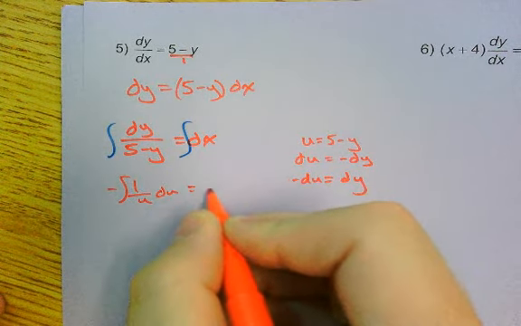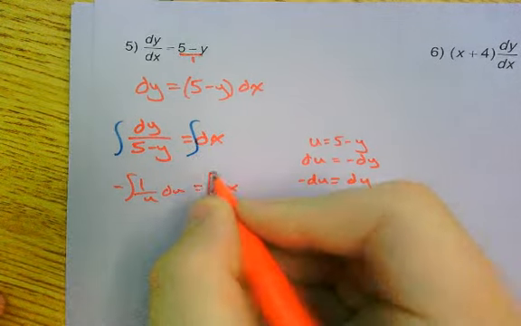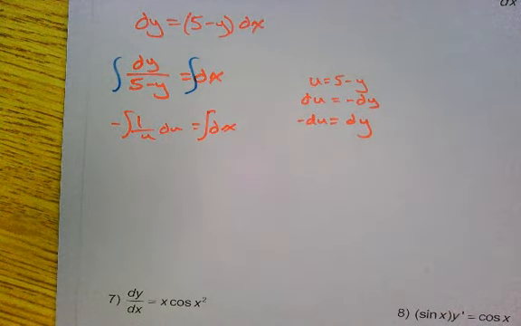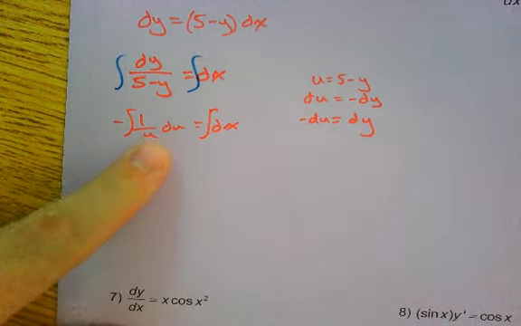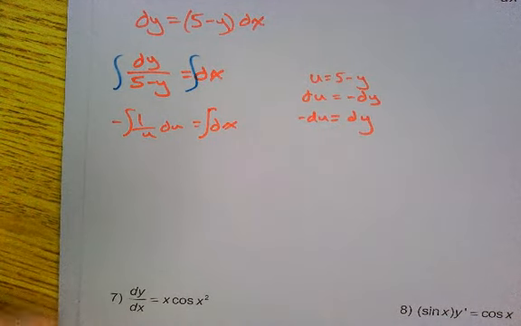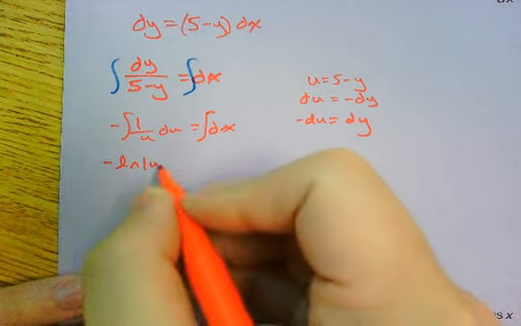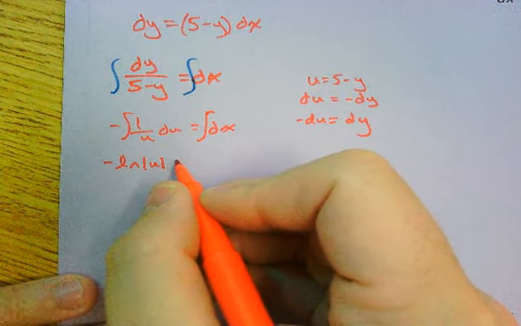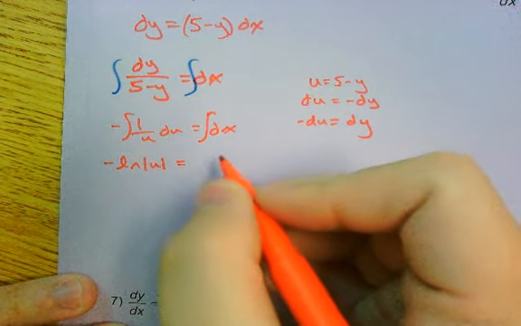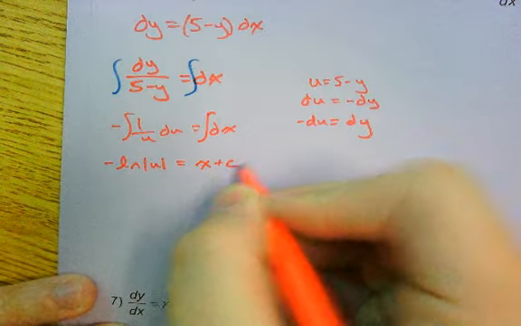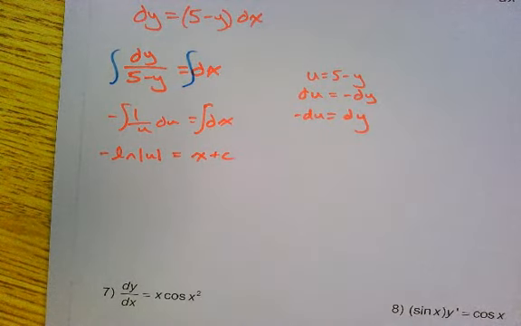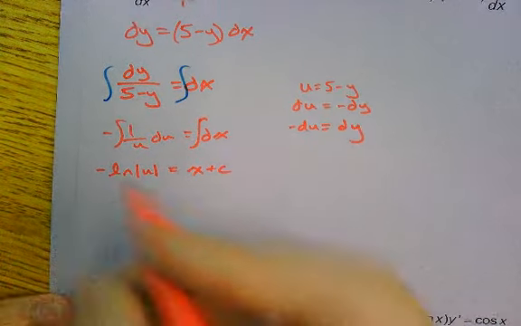equals, I didn't do this side yet. We'll just do it. I'll just do a thing, x. So we'll just do it in a second here. What's the antiderivative of 1 over u? Equals on the other side, x plus c. I do what now? Plug it back in.